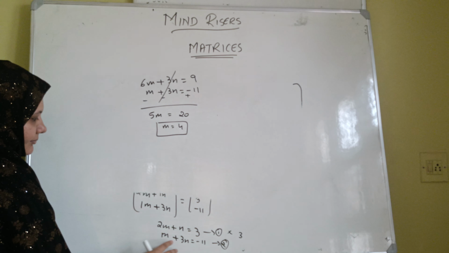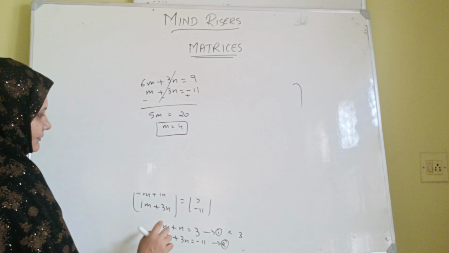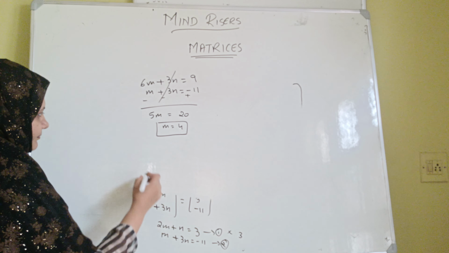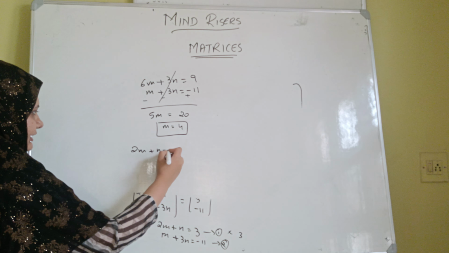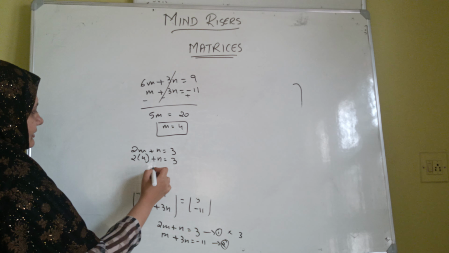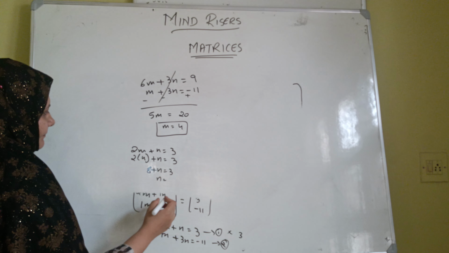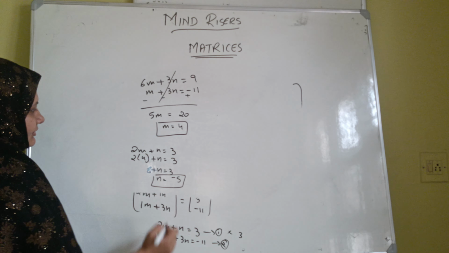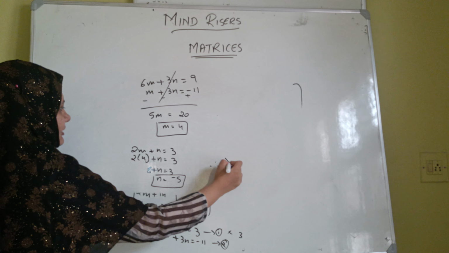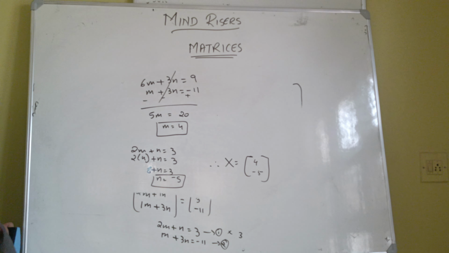So you can substitute M in either the first or the second equation to find N. So I'll substitute in the first one, which is 2M plus N equal to 3, 2 fours plus N equal to 3, 8. 8 plus N is 3, so N will be 3 minus 8, which is minus 5. Therefore, x is equal to 4 and minus 5. That's your answer. So this particular sum can come for 4 marks in the paper.